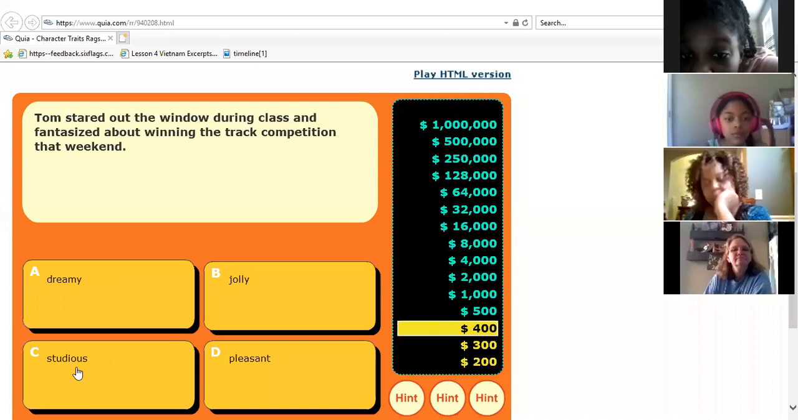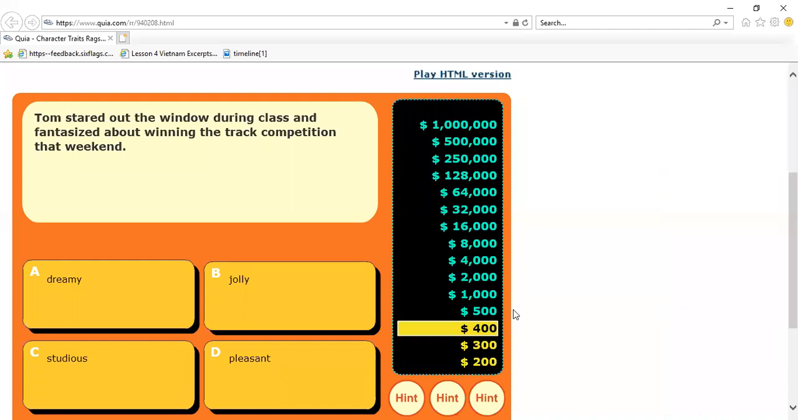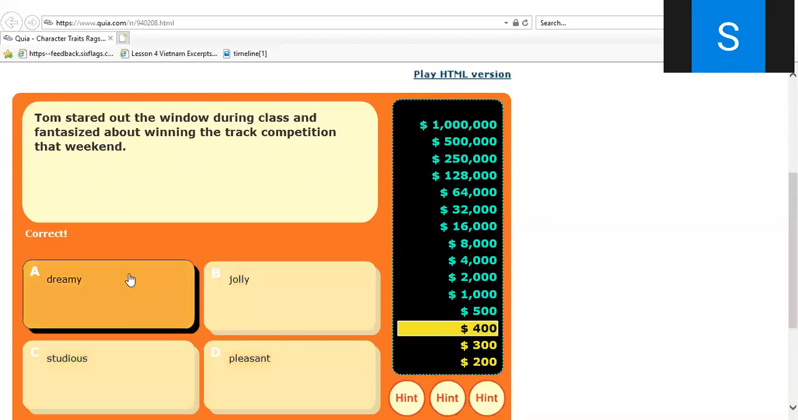Tom stared out the window during class and he fantasized about winning the track competition that weekend. Is he A, dreamy, B, jolly, C, studious, or D, pleasant? What do you think, Rylan? He's staring out the window. He's just staring out the window, fantasizing about winning that weekend. He's dreaming. Dreamy? Well, let's see. Good job.